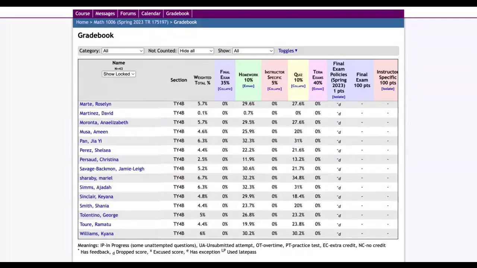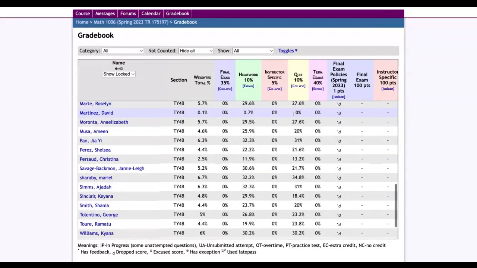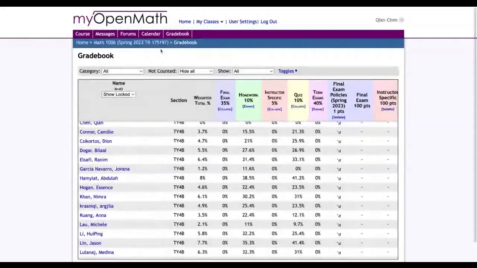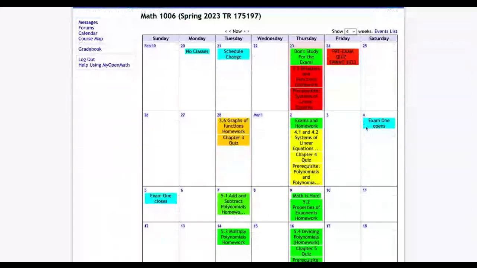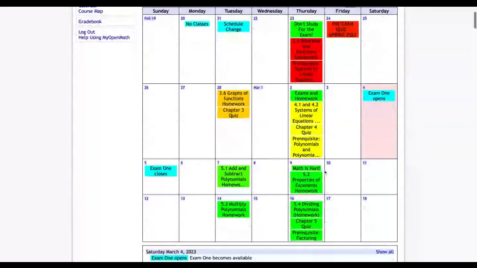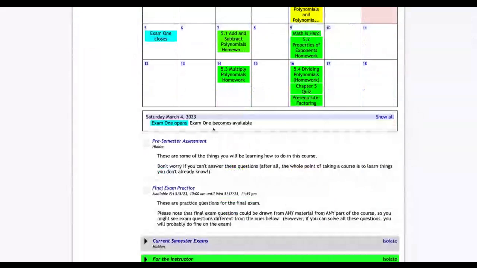Next Saturday and Sunday, I should show you this. Exam 1. You see Exam 1 is here. Let's see what time it opens. Exam 1 becomes available on March 4th. Once you start, you have to pick two hours during the day. You can pick Saturday or Sunday. Pick the 2 hours you can concentrate, because once you start your exam, there's no pause. You have to finish in 2 hours.